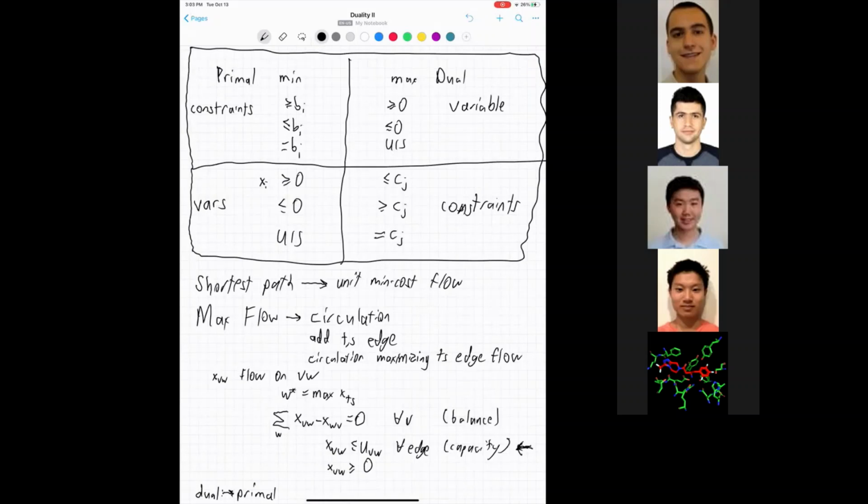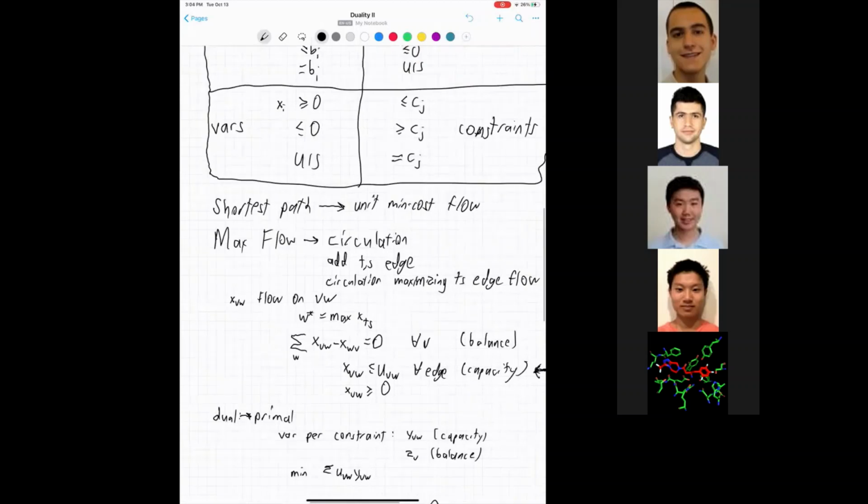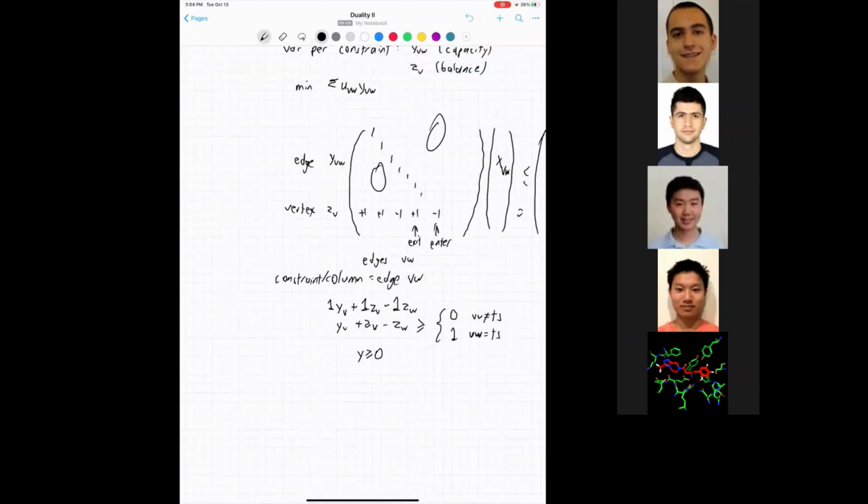They're unrestricted. How come? Because they correspond to the balance constraints, which are equalities. Exactly. Now, it's important to notice that they're unrestricted because it's an equality constraint. The fact that the value is 0 doesn't matter. It's just the fact that it's an equality constraint, which can't impose any force in either direction. So the z variables are unrestricted.